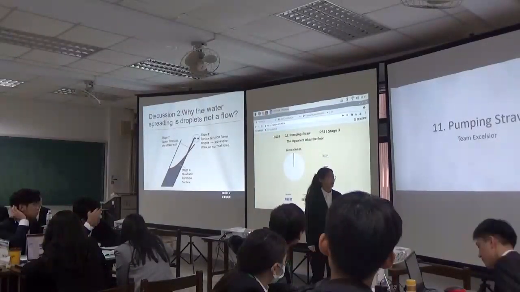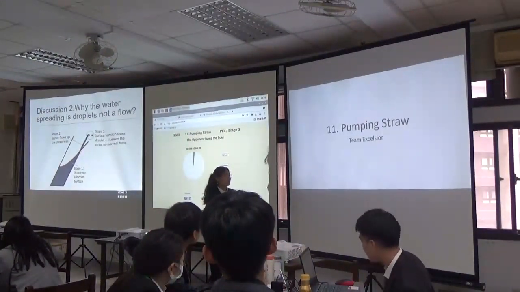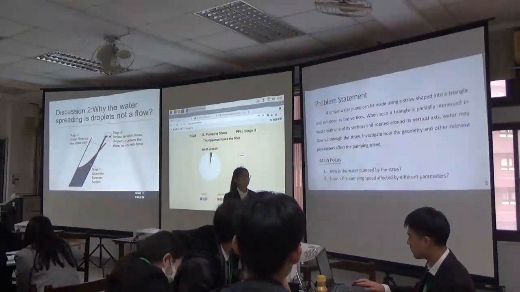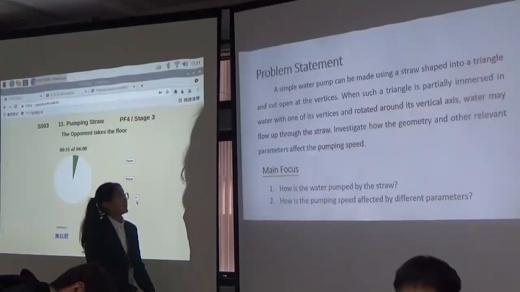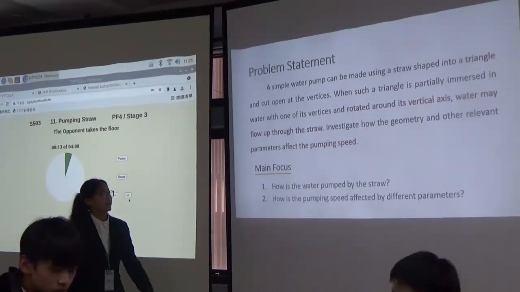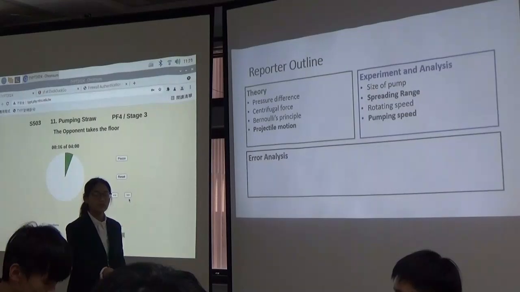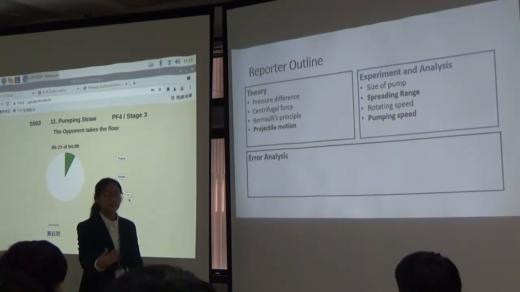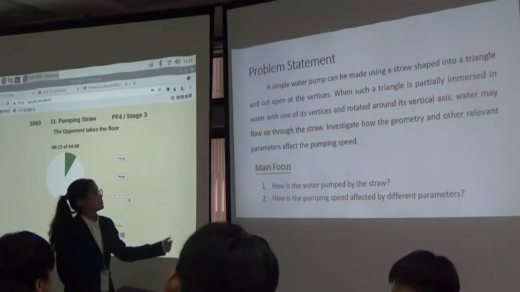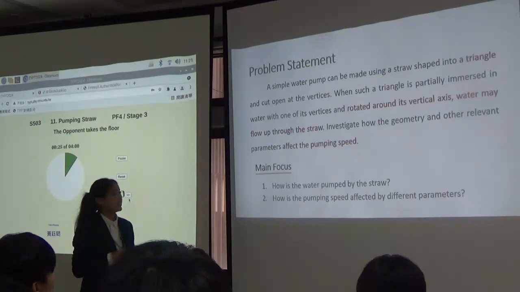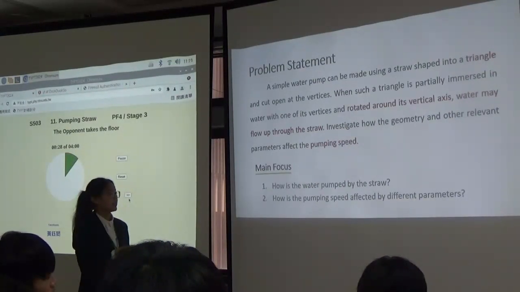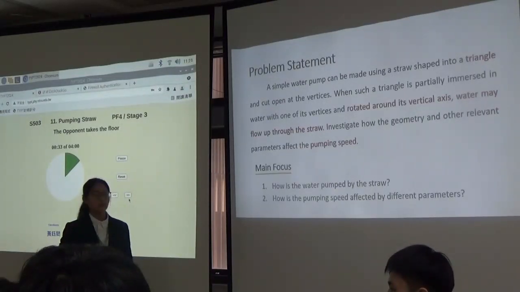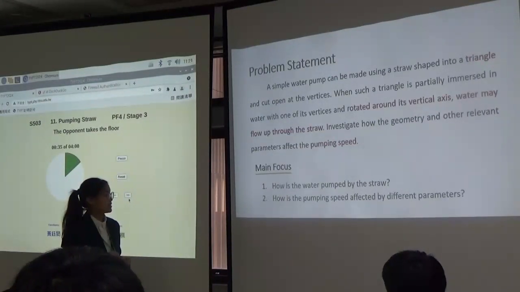Honorable jurors and fellow competitors, I'm the opponent from Team Excelsior, and today I'm going to oppose problem 11, pumping stroke. The problem statement said that a simple water pump can be made using a straw cut into a triangle shape, and if we cut it at the vertices, when we partially immerse it in the water and rotate it around its vertical edges, the water may flow out through the straw. And we will need to investigate the pumping speed.